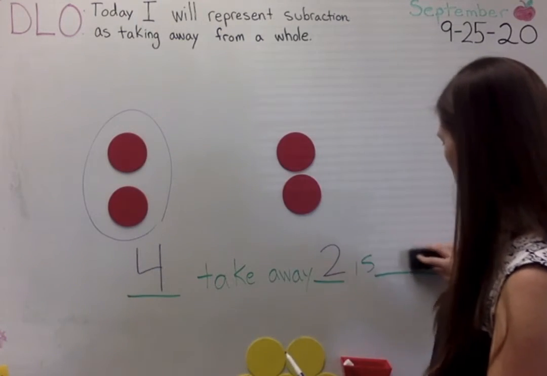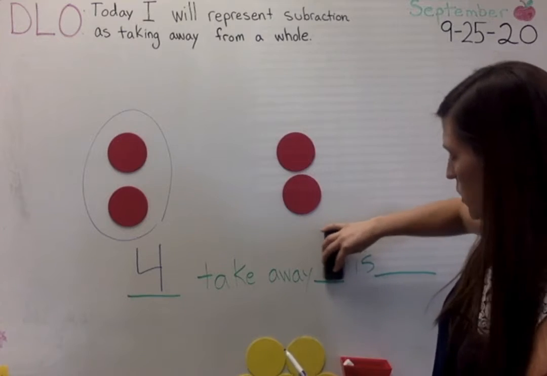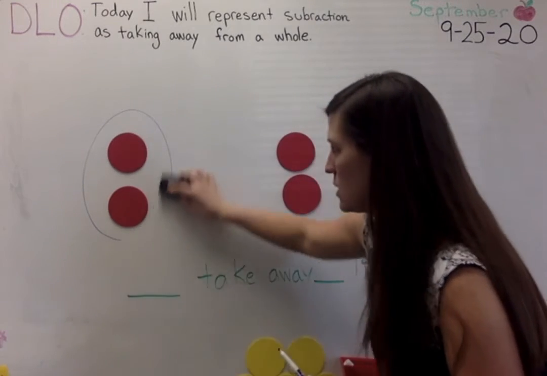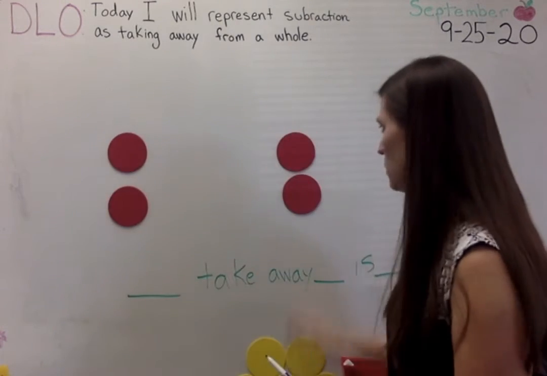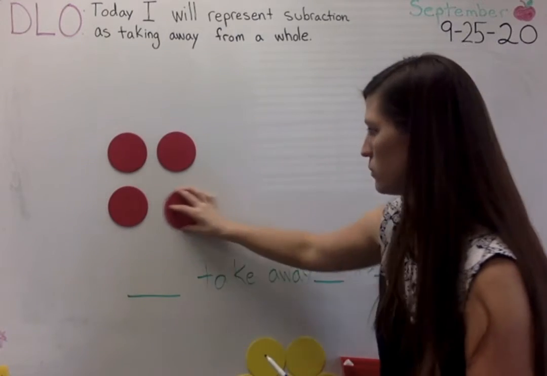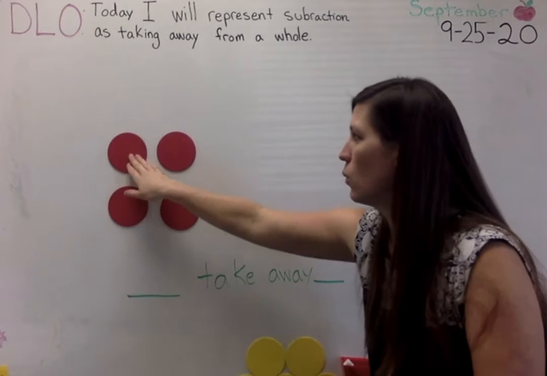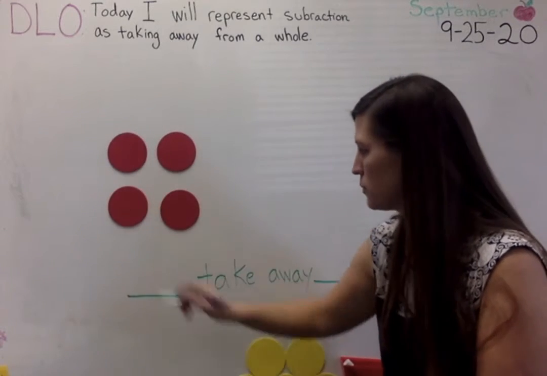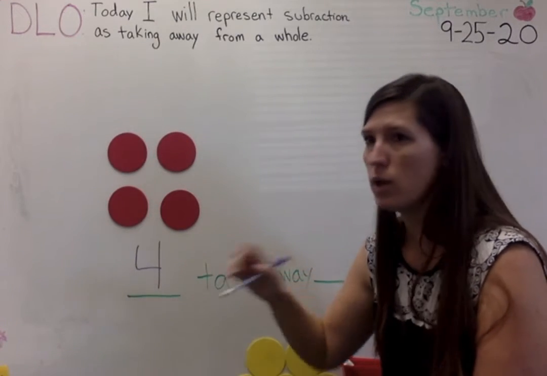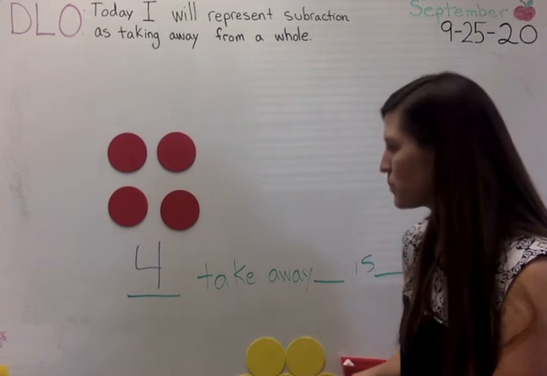Okay, let's do another one. When we subtract, we always take away. All right, let me try another one. Let's do 4. How many do I have? 4. Let's count. 1, 2, 3, 4. Down, over, down some more. That's the way you make a 4.